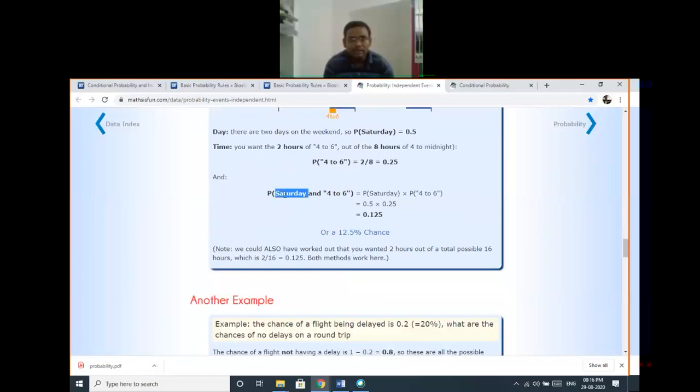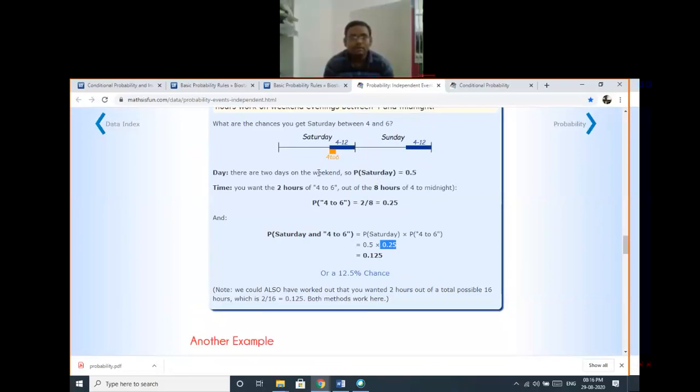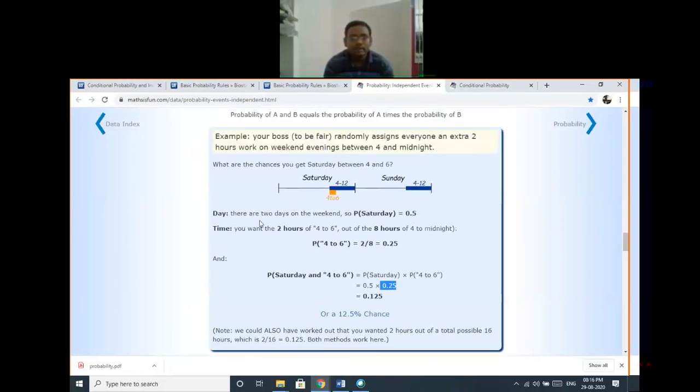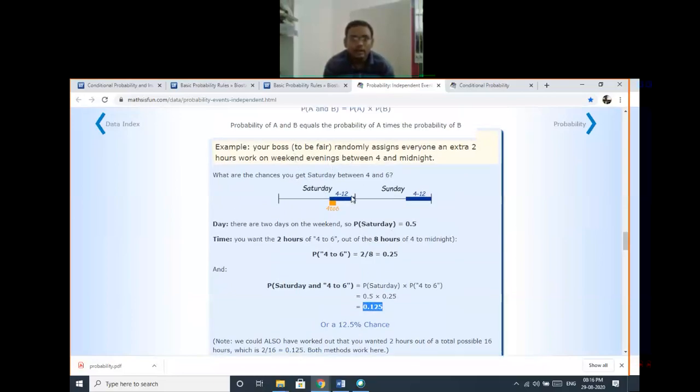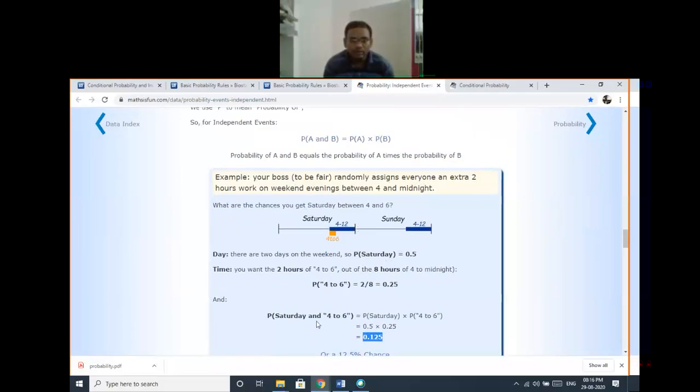If it is a Saturday, then you have to multiply these two events. For the first event, it is 0.25, and for the Saturday event, out of two days it's a weekend. Weekend starts from Saturday and it's also Sunday. So 1 by 2 is the probability. So 0.5 into 0.25 is exactly 0.125. So that is the chance probability, because here we are trying to find the probability of both events happening simultaneously.